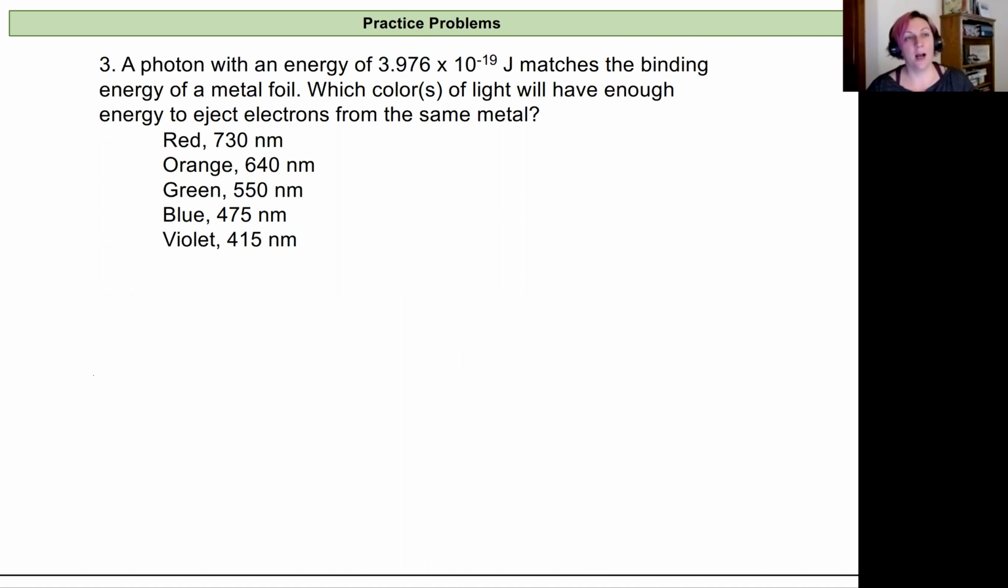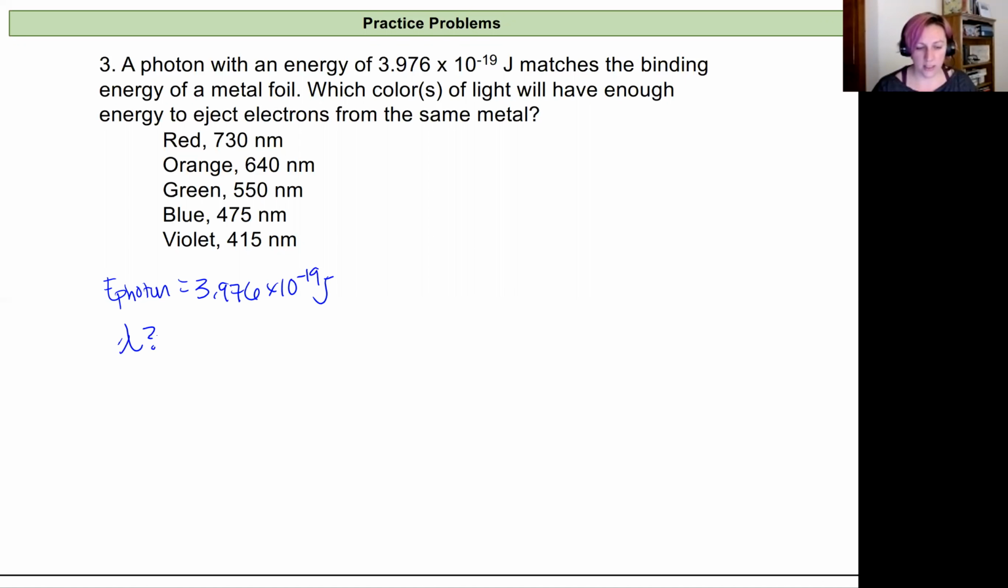Moving on to our next problem, we want to determine which of these colors of light would be able to eject an electron from a metal foil. And we find out that a photon with an energy of 3.976 times 10 to the negative 19th joules will match the binding energy of the metal that we have. And so which of these types of light can actually do that job? So the energy of our photon is equal to that 3.976 times 10 to the negative 19th joules, and we really want to know what wavelength it corresponds to, so we can make some calls about these colors of light.